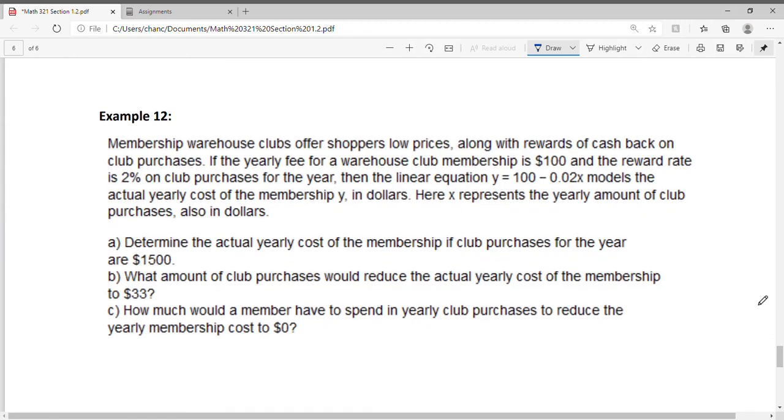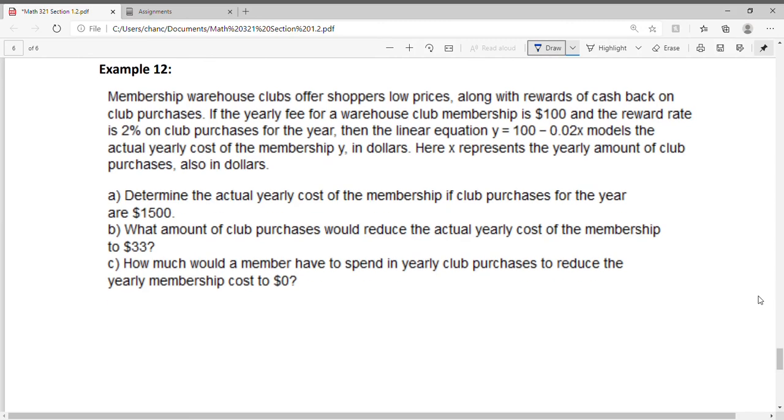Example 12. Membership warehouse clubs offer shoppers low prices along with rewards of cash back on club purchases. If the yearly fee for a warehouse club membership is $100 and the reward rate is 2% on club purchases for the year, the linear equation given by y equals 100 minus 0.02x models the actual yearly cost of the membership, y, in dollars. Here x represents the yearly amount of club purchases, also in dollars.